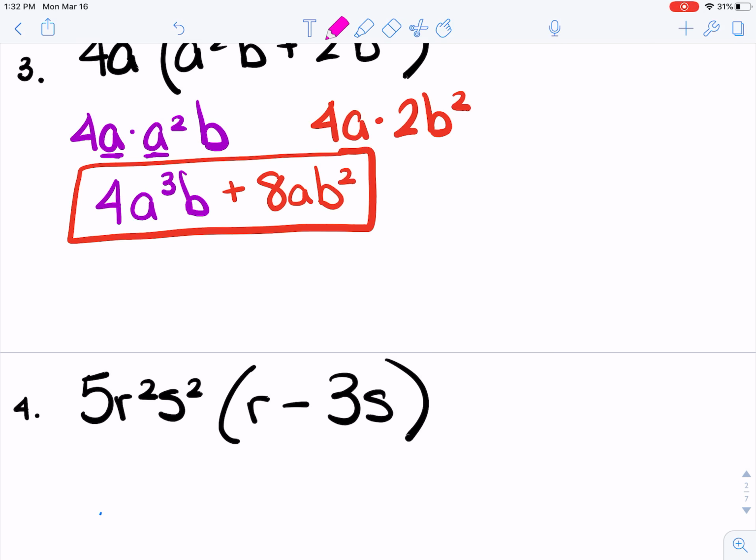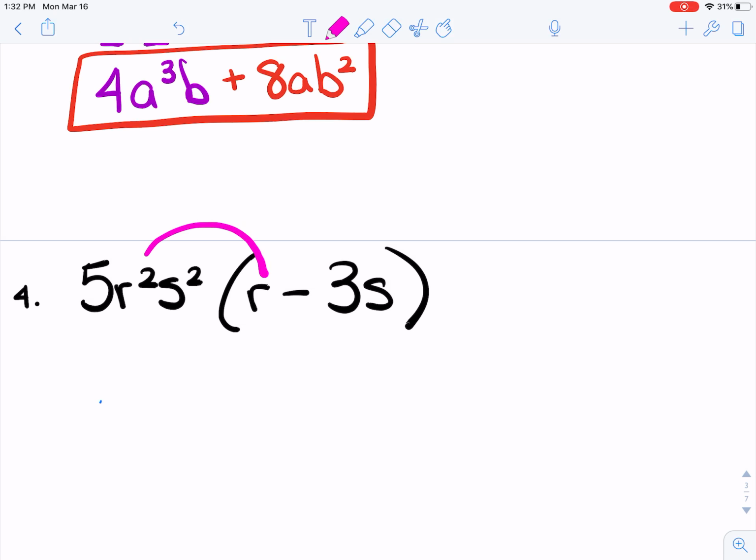All right. Got a lot of variables. Technically, we only have 2 variables here. You're going to multiply 5r squared times s squared. The only thing that changes is 1 r got added. So I'm going to add 2 plus 1, which will give me 3 r's total. The 5 and the s squared stay the same.